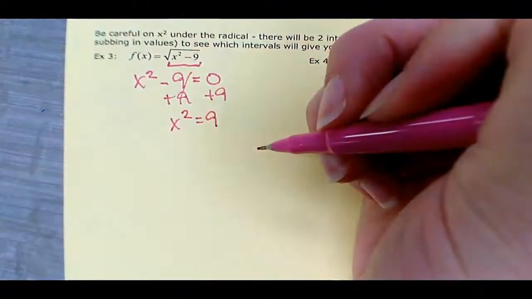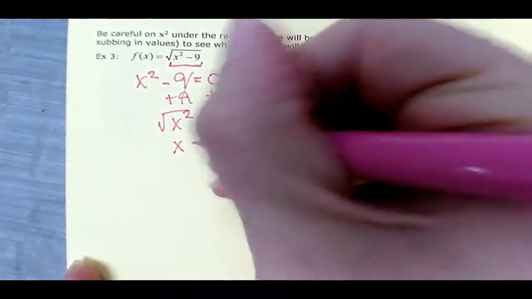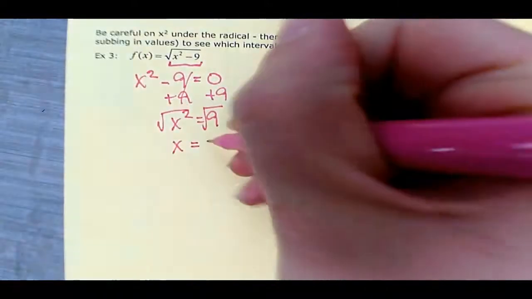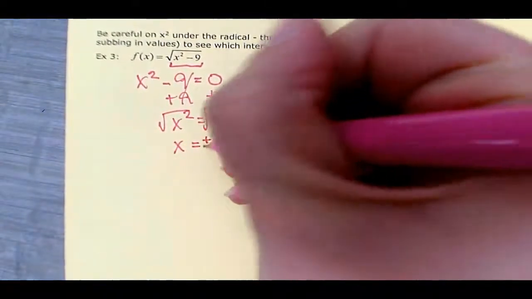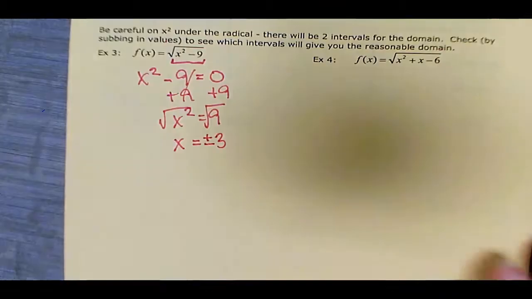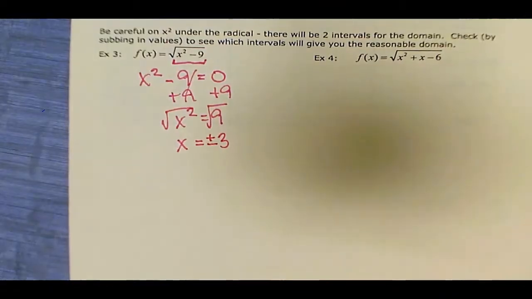And I'm going to unsquare by square rooting. The square root of 9 is not just positive 3, but it could be negative 3 as well. So we end up with two answers, and I'm going to graph them both on a number line so we can start picking values to determine where our reasonable domain is.